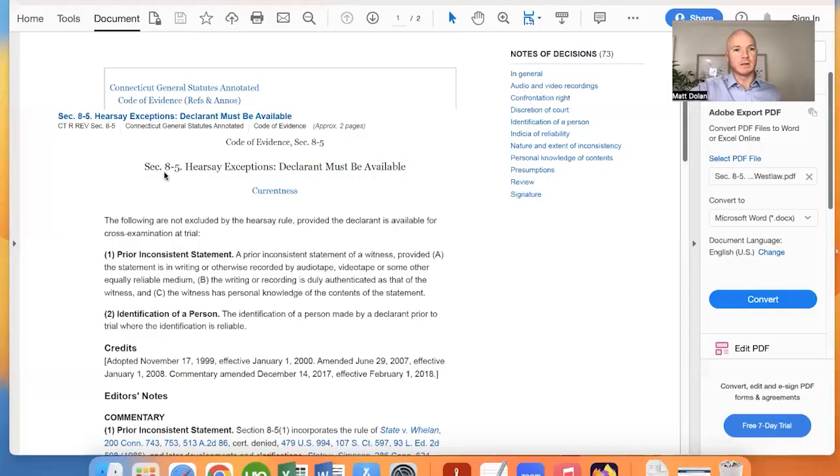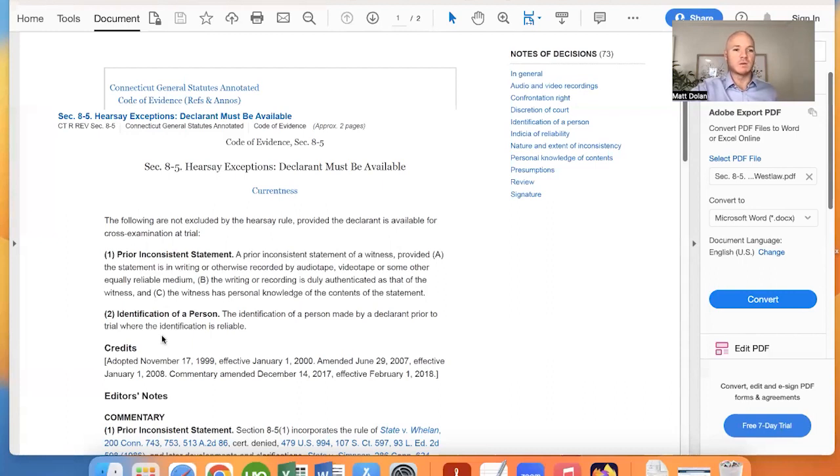The relevant statute that applies for the hearsay exceptions when the declarant must be available to testify at trial is, sharing my screen, Code of Evidence, section 8-5. So, the hearsay exceptions when the declarant must be available. Again, these are not excluded from the hearsay rule, provided the declarant is available for cross-examination.